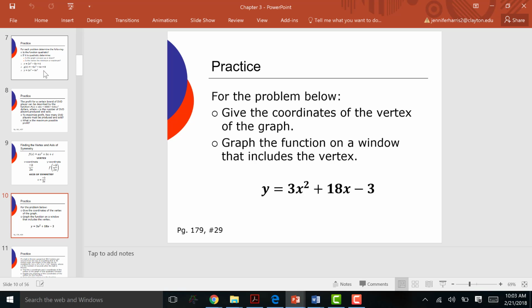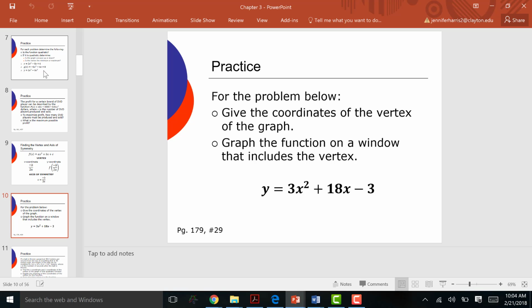Here's the first part. Let me ask you a question. Is the vertex a point? Yes, it is. So am I going to need an x and a y? Yeah, I'm looking for this. My vertex is going to look like that. So I need the x value for the x coordinate of the vertex, and I need the y value.